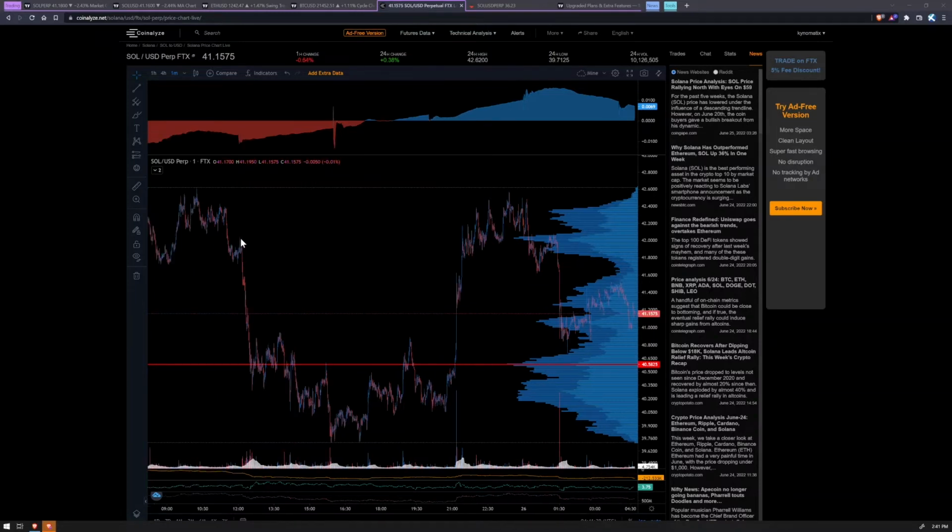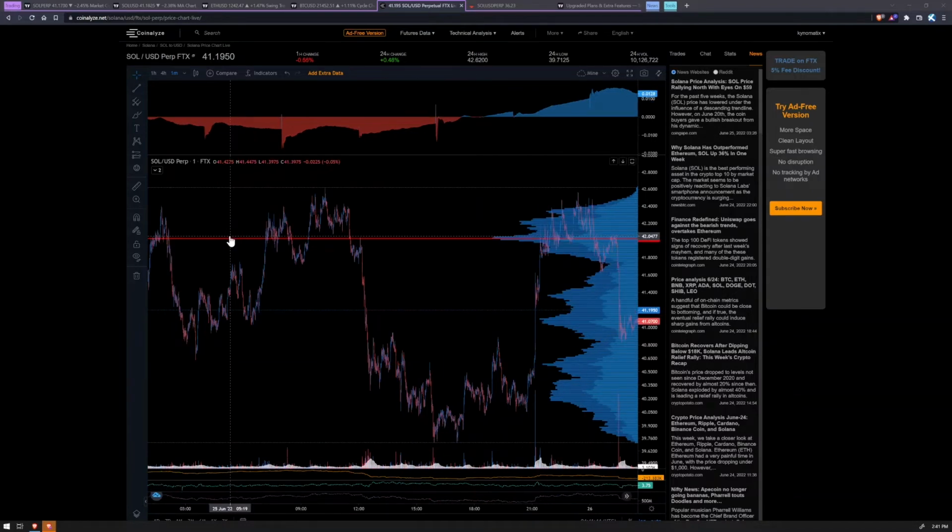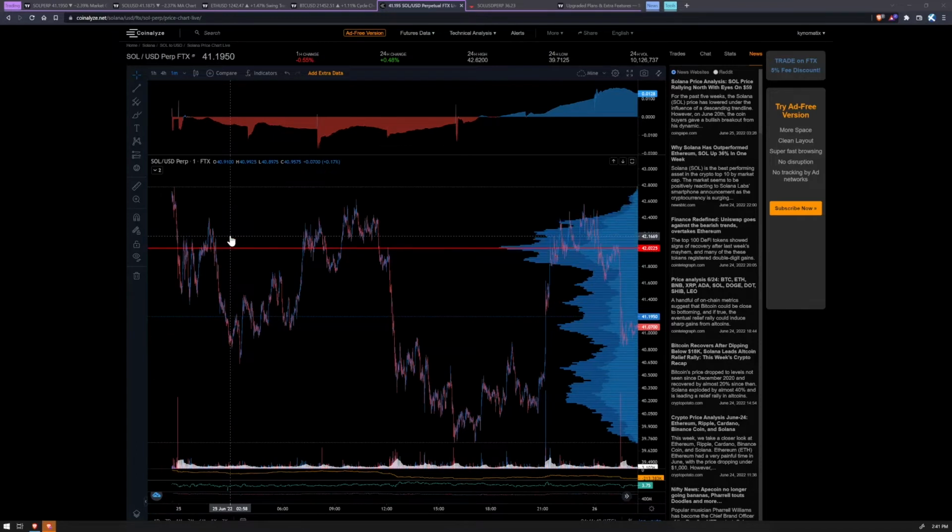So unfortunately, you can't go back very far with the 1 minute chart on Coinalyze, because it doesn't retain all of the 1 minute candles for very long. But we can still have a look and see some other instances where this happened. Unfortunately, nothing happened there. So there's one here, and let's see what happened.